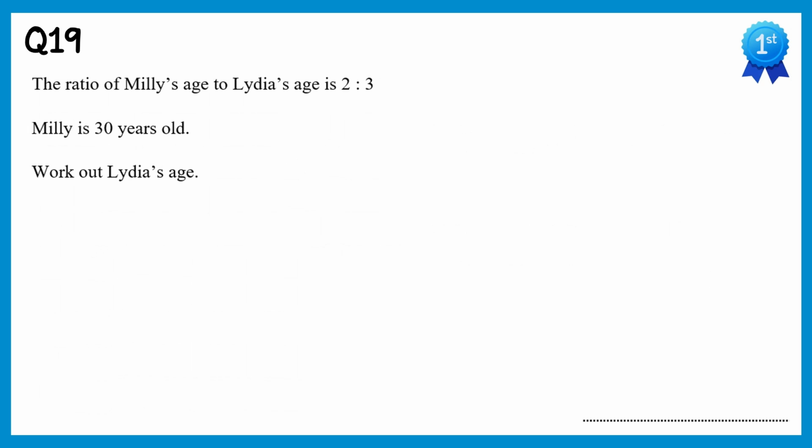In this question, we've been given some information about the ages of Millie and Lydia. They're in the ratio 2 to 3, so let's write down Millie's age to Lydia's age is in the ratio 2 to 3. Then we're told that Millie is 30 years old, so we can write a 30 underneath Millie's column.